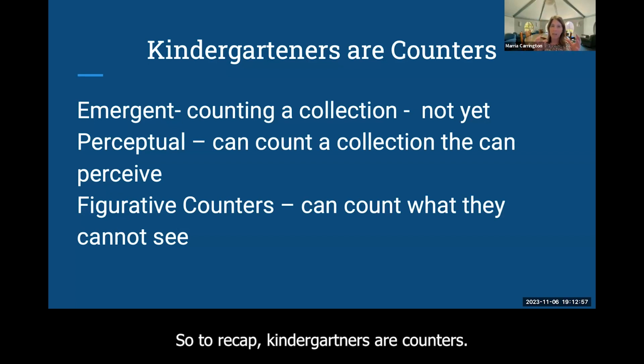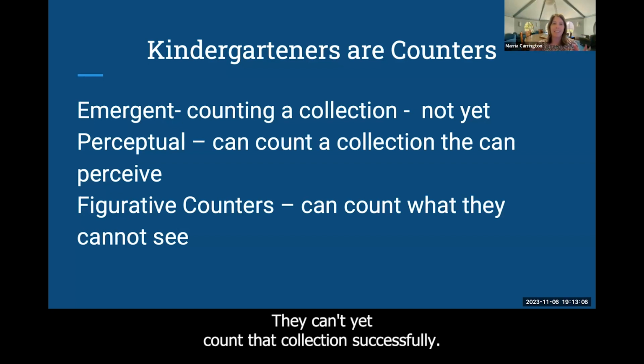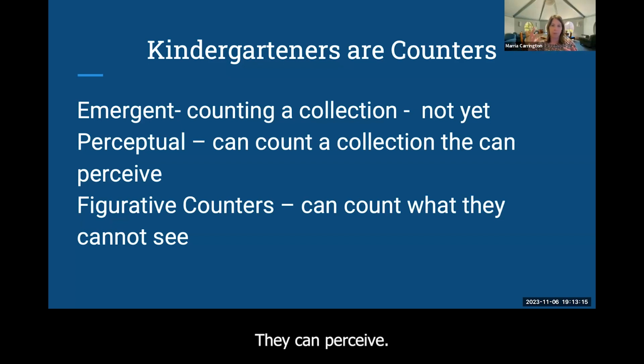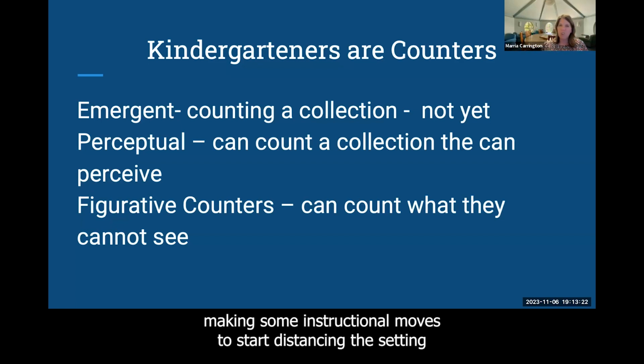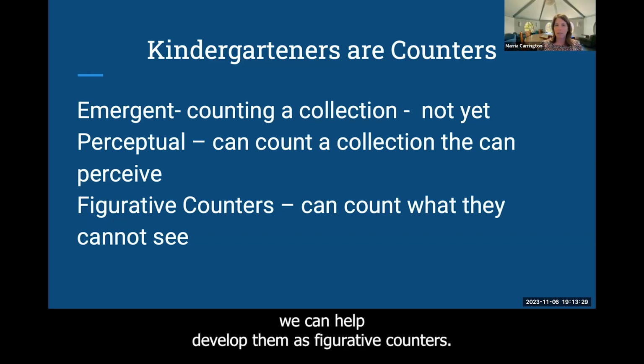So to recap, kindergartners are counters. They come in, usually many of them as emergent counters. They can't yet count that collection successfully. Then our first student and our second student, they're perceptual counters. They can count a collection, they can perceive. And lastly, if we start making some instructional moves to start distancing the setting so they don't always have all of the counters to count, we can help develop them as figurative counters.